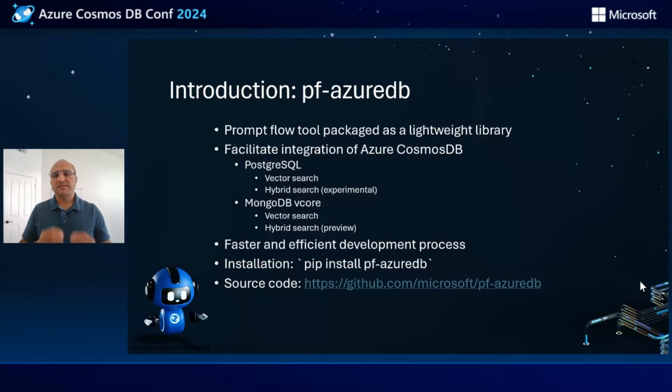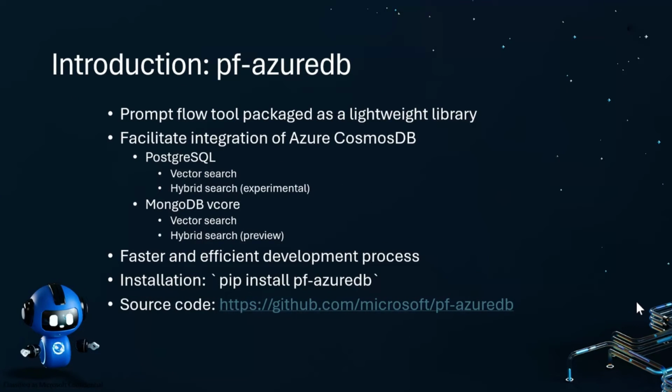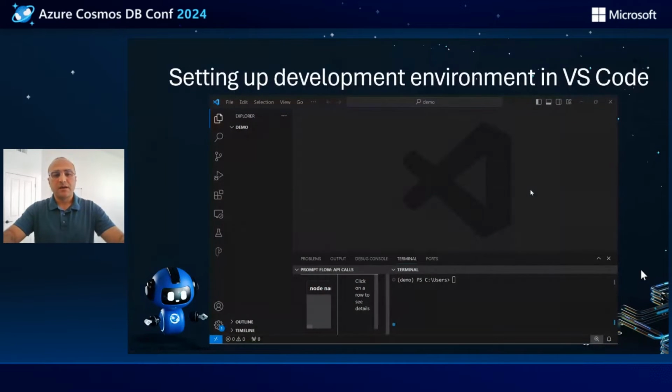What we've done is we've tried to help you with that and created a PromptFlow tool that's packaged as a lightweight library that you can import inside PromptFlow and do vector search operations easily. If you would like to install this library in your Python environment, it's very simple. You can just do pip install pf-azuredb, and the source code is available as open source on GitHub as well, and the link is shown on the slide.